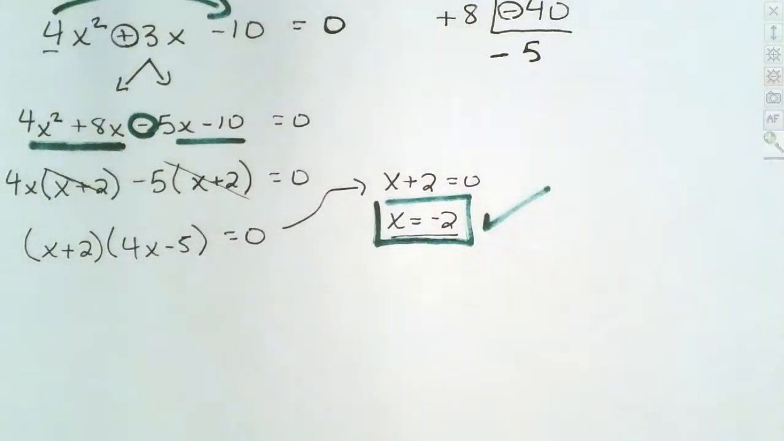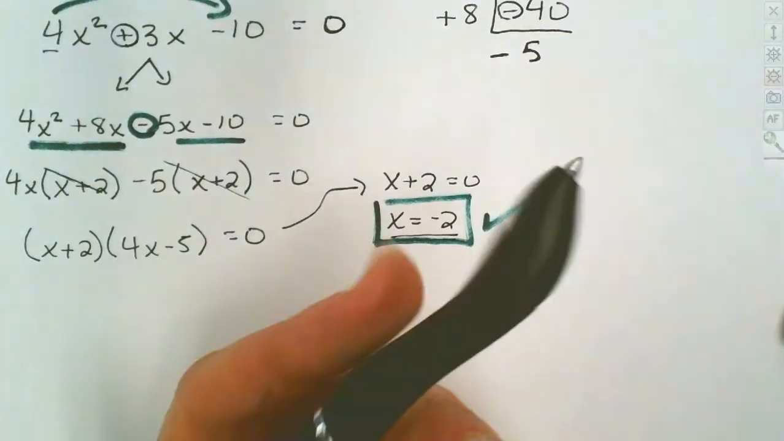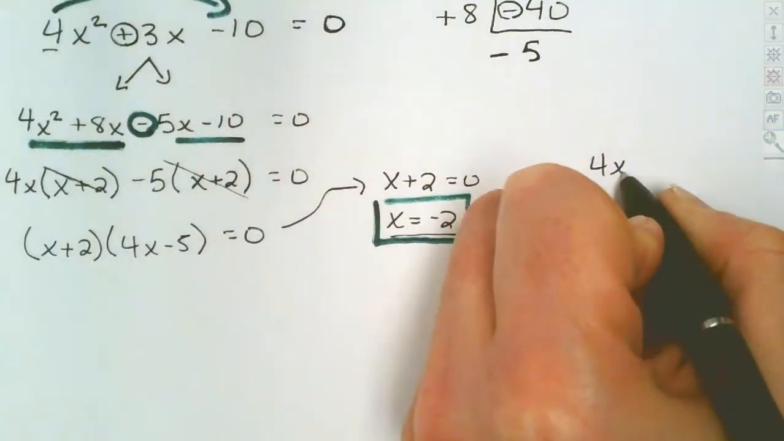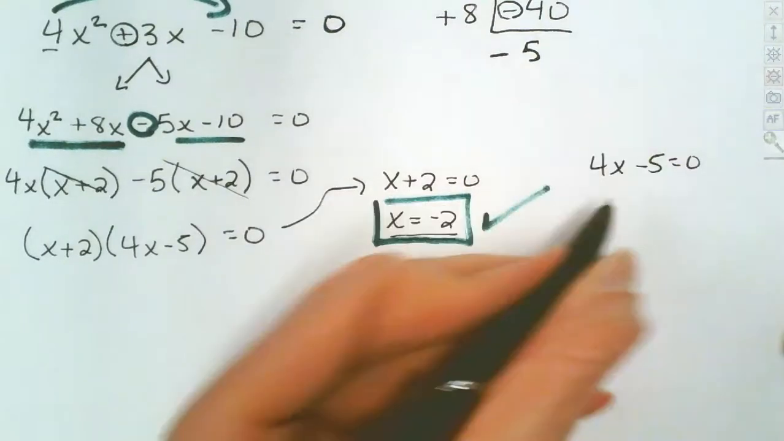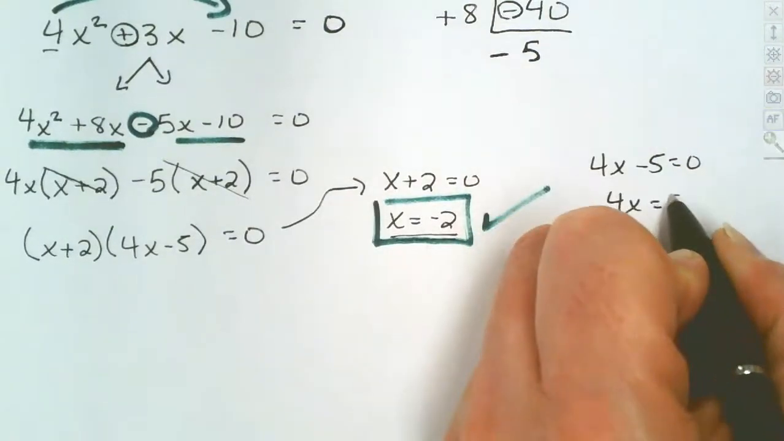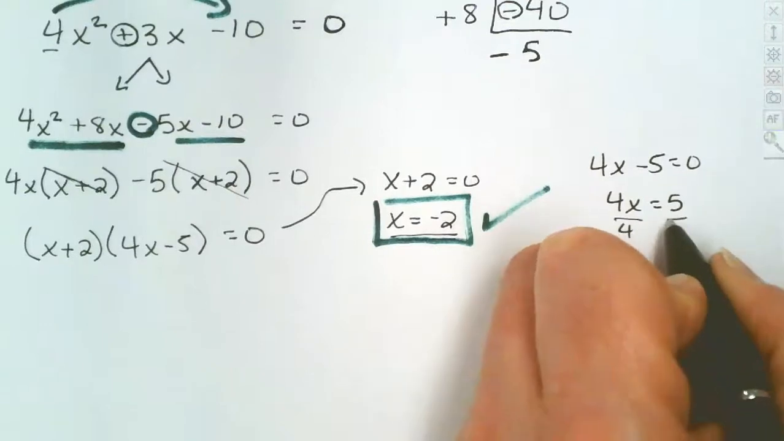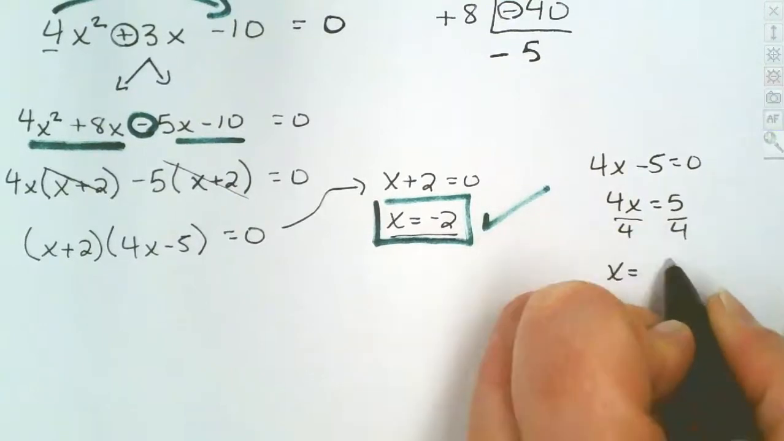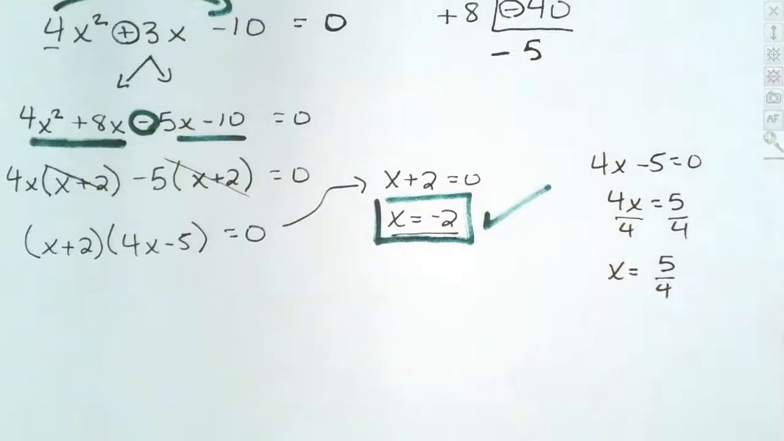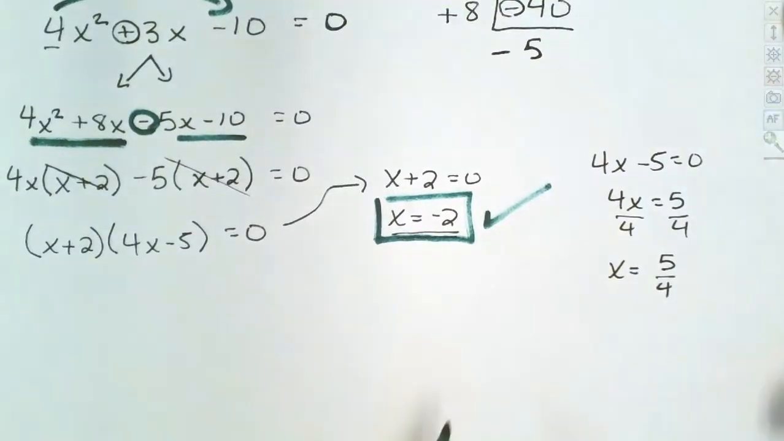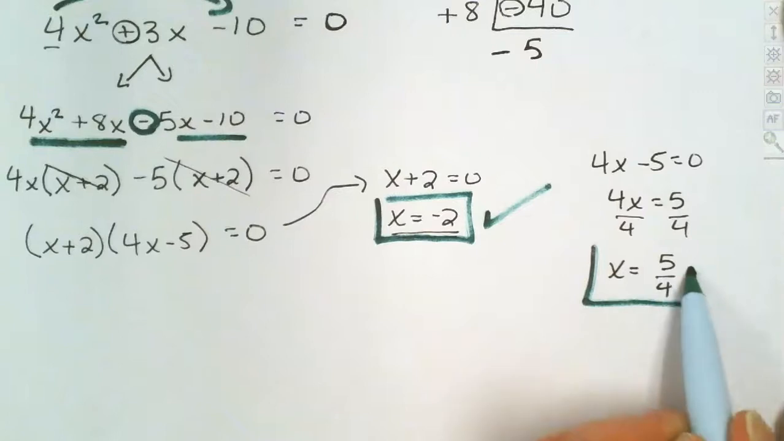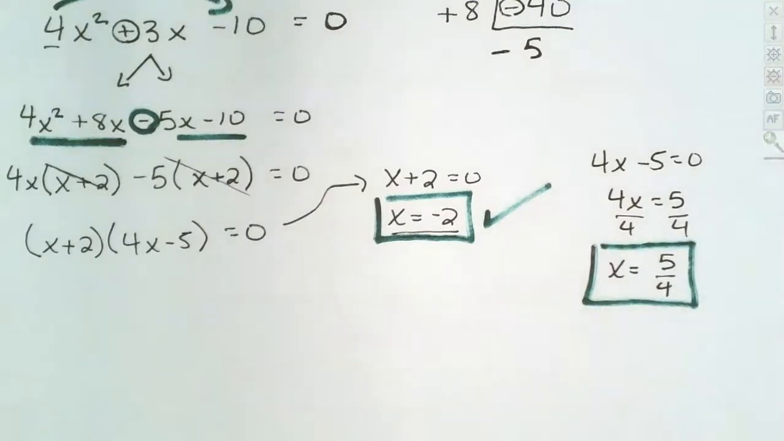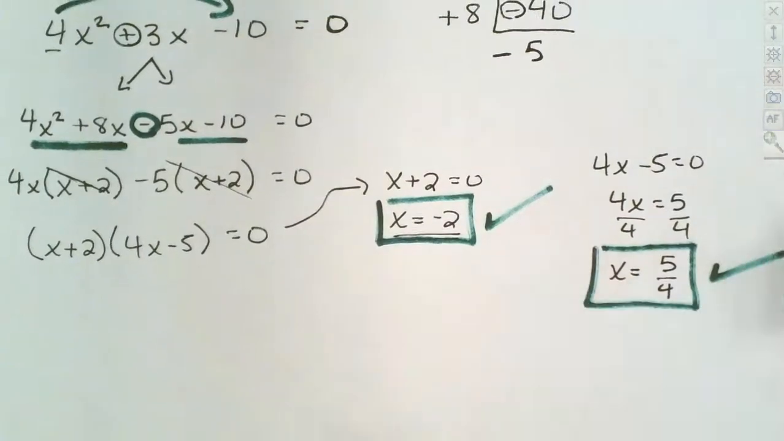What about the other one? Well, the other one is 4x minus 5 equals 0. So 4x equals 5. Divide by your 4. And so x now equals 5/4. And is that one going to work for us? Yes. Because what number will not work? The only number that won't work is positive 2. So negative 2 worked. And same thing with 5/4. It also worked.